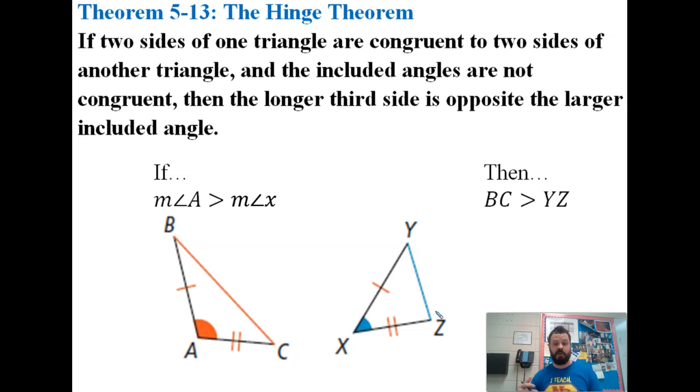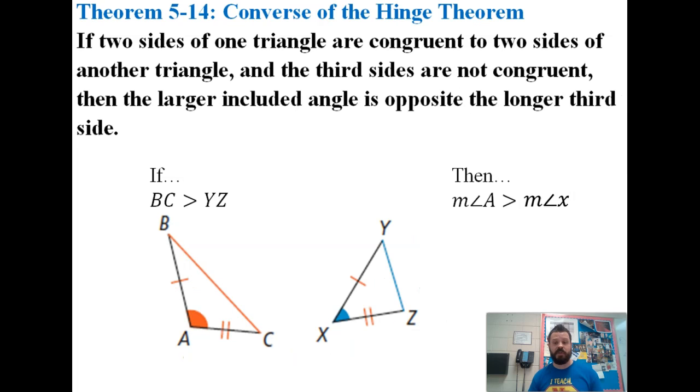In other words, bigger angles are across from bigger sides, smaller angles are across from smaller sides. It's the same relationship we saw within one triangle, with our theorems dealing with how we related sides and angles together in the last lesson.